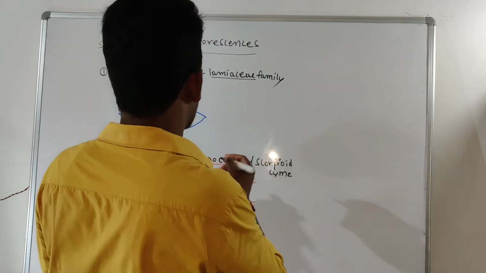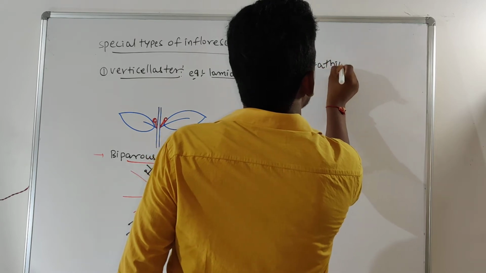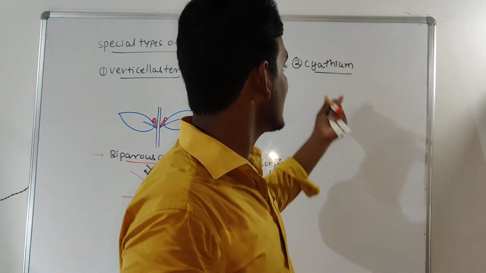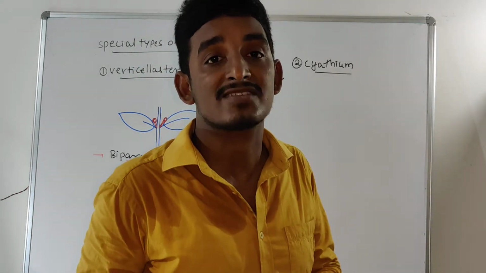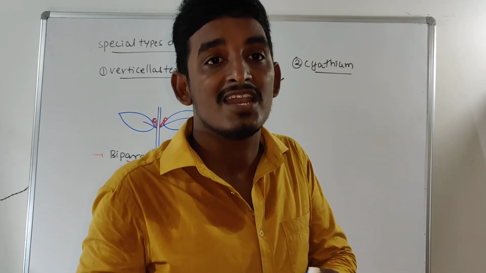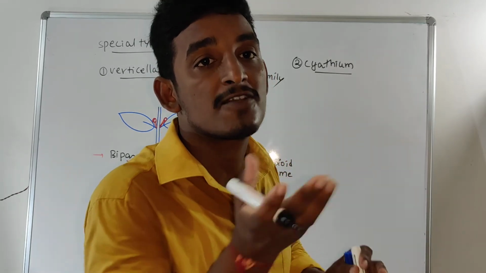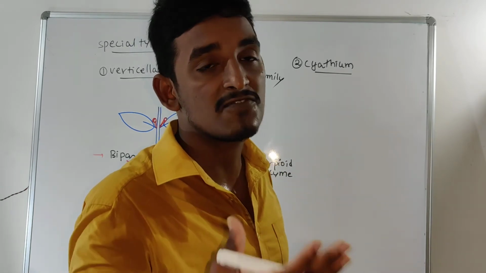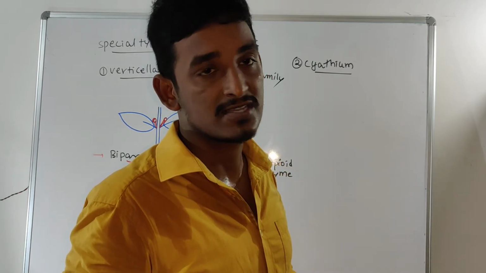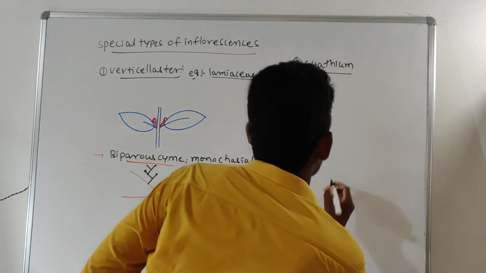Next we will discuss another special type of inflorescence, the Cyathium inflorescence. In Cyathium inflorescence, there is a fusion of bracts or involucres. What is a bract? A bract is a modified leaf, generally found below the flower. It helps to protect the flower as well as the inflorescence. That is the function of a bract. Here the bracts are fused and form a cup-like structure.